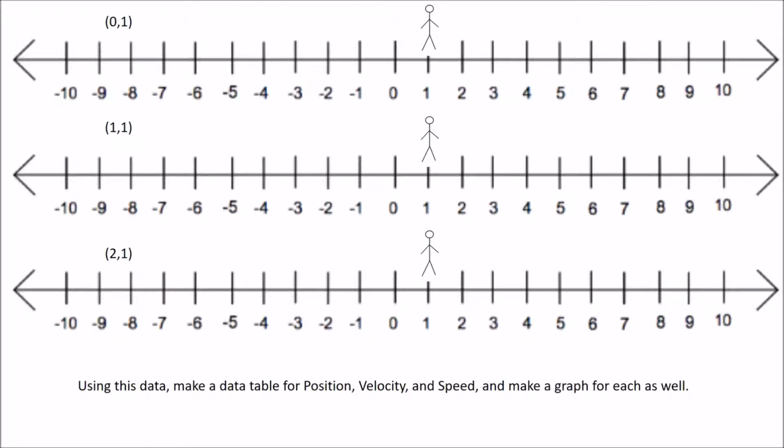Now, using this data table, make a table for position versus time graph, a speed versus time graph, and a velocity versus time graph, and make a data table for each. I'll give you 30 seconds to do each of the following.